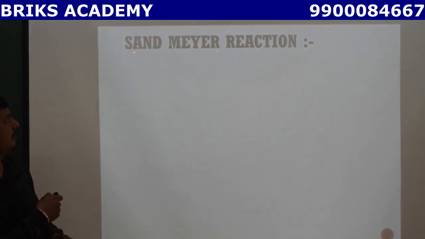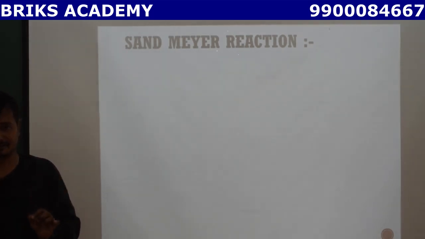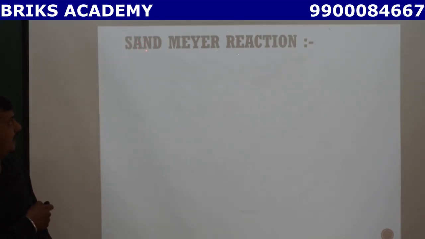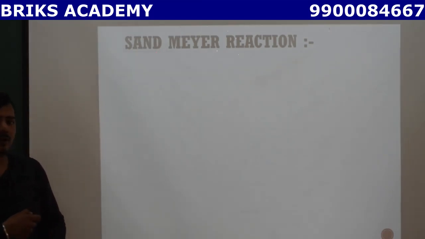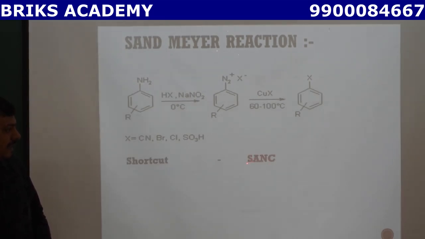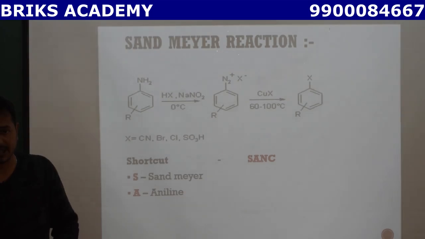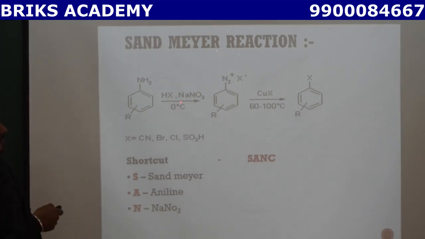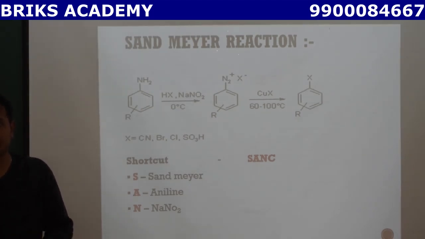The first word in Sandmeyer reaction is Sand: S, A, N, and then D. Now what is the letter that comes before D in the alphabetical series? C. So the shortcut is SANC. Now what is SANC? S for Sandmeyer, which is the name of the reaction. A for aniline, which is my starting compound. N for sodium nitrite. We use sodium nitrite in the presence of an acid at 0 to 5 degrees Celsius. These are the conditions for the first step.